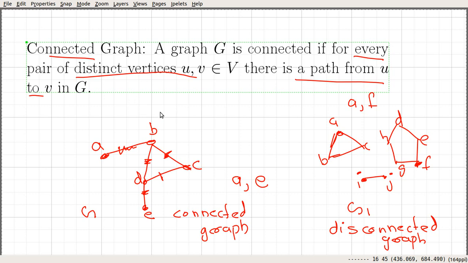Okay, so I hope this video explained some important families of graphs, regular graphs and connected graphs.